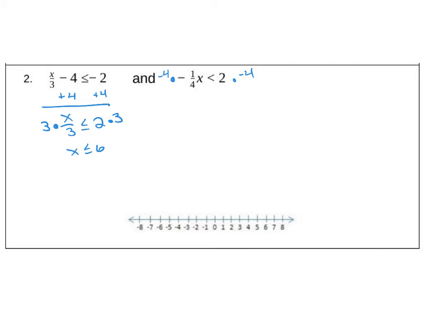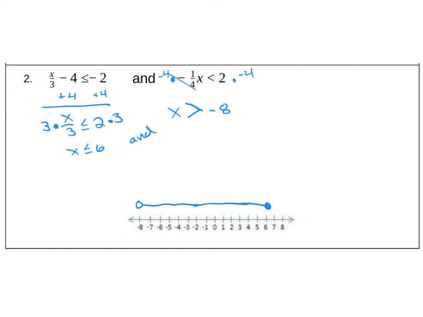And once we multiply by the reciprocal, which is a negative, let's make sure we flip that sign. Then that's going to allow us to simplify that side. And then 2 times negative 4 is a negative 8. So we need something that is less than 6 and greater than negative 8. So less than 6 means it's starting up here, going this direction. And it has to be greater than negative 8, so that's going to start here and go this direction.